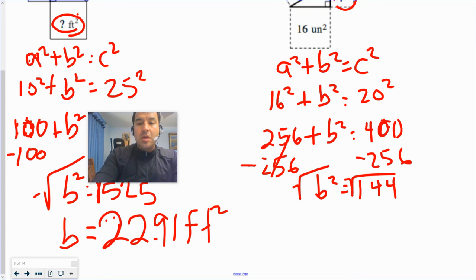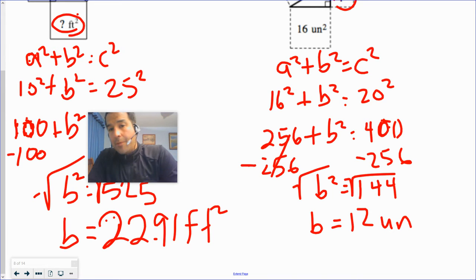Oh, I know this one. B is the square root of 144. 12. And don't forget, 12 units. Now, did somebody catch my mistake? I just figured out I did a mistake. Somewhere on this page, there is a mistake. Did you see it? Did you catch it before I just caught it? I made an honest mistake, but I did it.